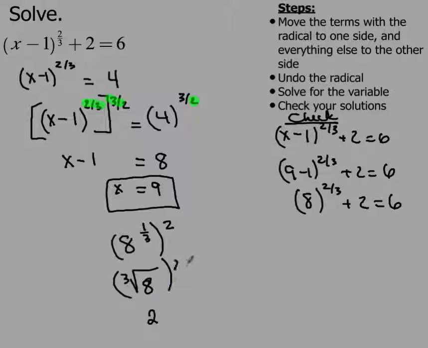So if I take that and I square that, 2 squared, of course, is 4. So that's going to be 4, and then plus 2 equals 6. 4 plus 2, boom, 6 equals 6. Yeah, that one works. So 9 is, in fact, our solution to this. I like it. Cool, let's do one more.